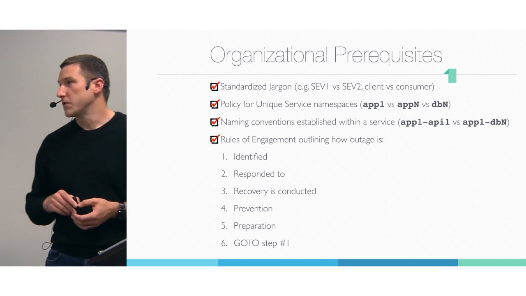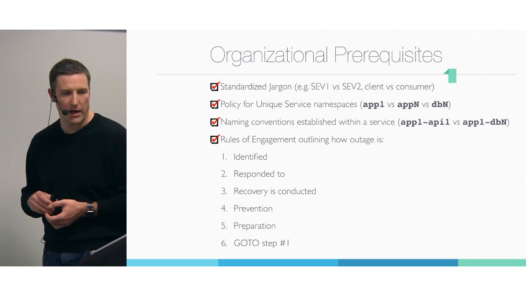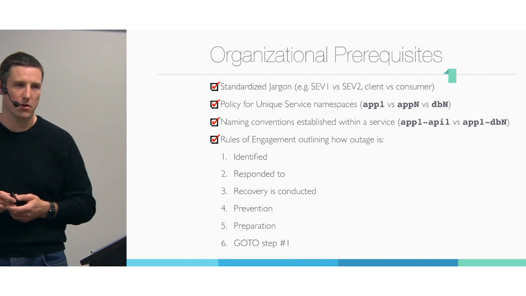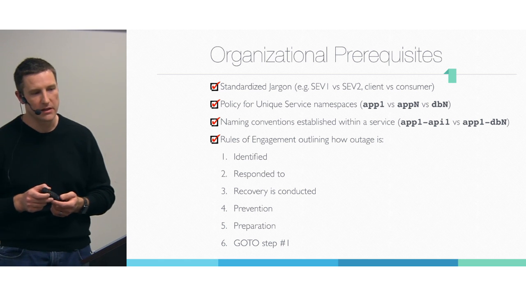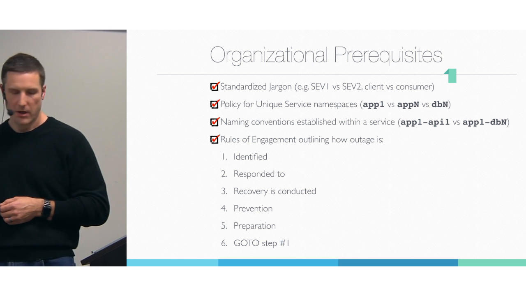So once you have something in production and you have an outage, you need to figure out how and what you're going to do in the event of an outage. And that needs to be standardized across services. And all participants in prod ops need to agree on what those rules are.